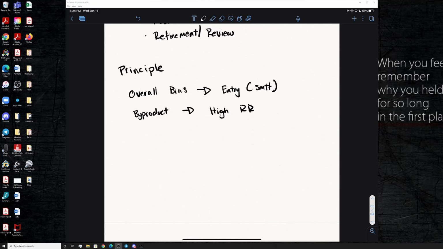Right, and let's say this would be for a swing trader. For an intraday trader, you could easily say a medium-term bias instead of an overall bias, but the entry is still the same, and you're still looking for a high risk to reward. High being subjective to the type of trader that you are, right? To some people, a 1 to 12 could be a high risk to reward. To other people, a 1 to 40 could be high risk to reward. It really just depends on the type of trader that you are.